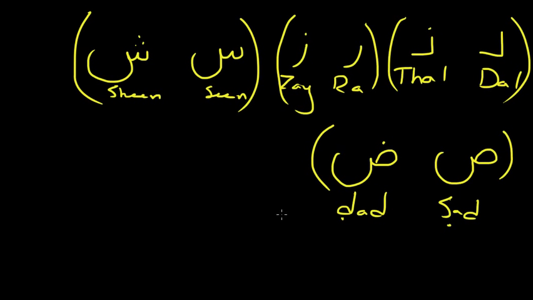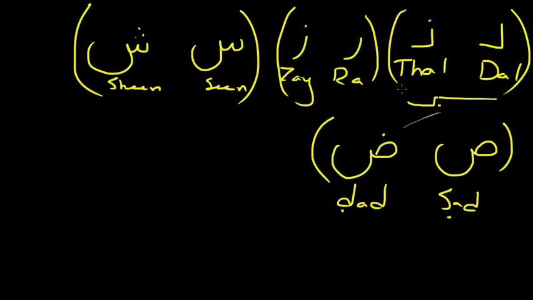Okay, so the letters that don't connect to the letter after it are this group. Hold on. This group and this group. These, the sod and the dod, and the seen and the sheen, both always connect to other letters in their word. The dal and the dal always break things up, and they make the next letter start all by themselves. So just keep that in mind when reading it. A lot of people make mistakes trying to connect them to the next letter.